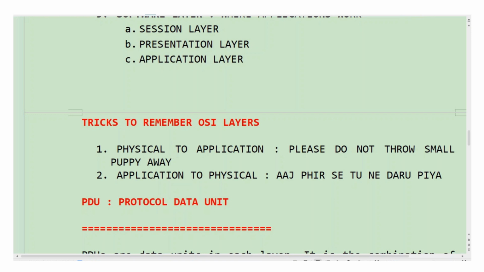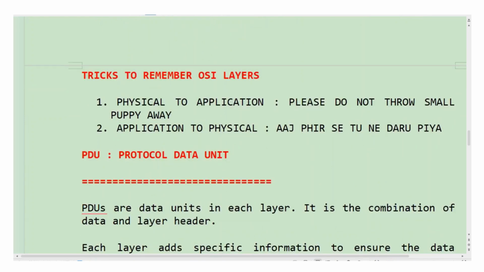Here is a data diagram. In each layer, data is associated with a new tag or information. Layer based PDU: application layer data, presentation layer data, session layer data, transport layer segment, network layer packet, data link layer frame, physical layer bits.